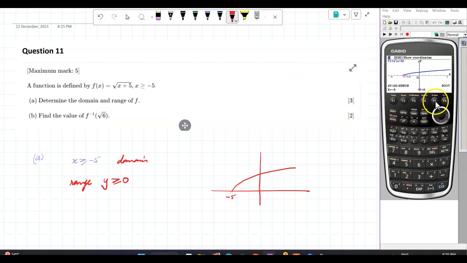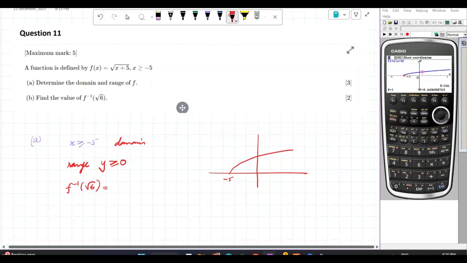So do x calc, G solve, when your y is root 6. 2.44, root 6. So whenever finding inverse, I do x calc. If it didn't say inverse and it just said root 6, I would do y calc.